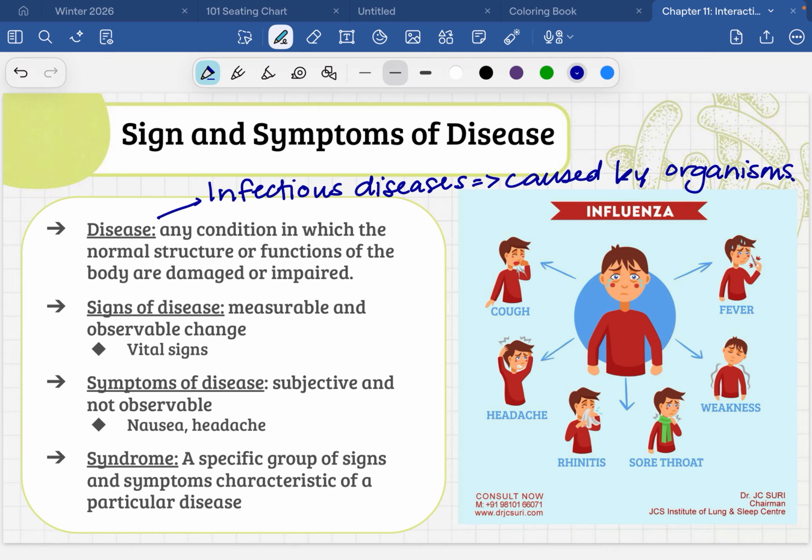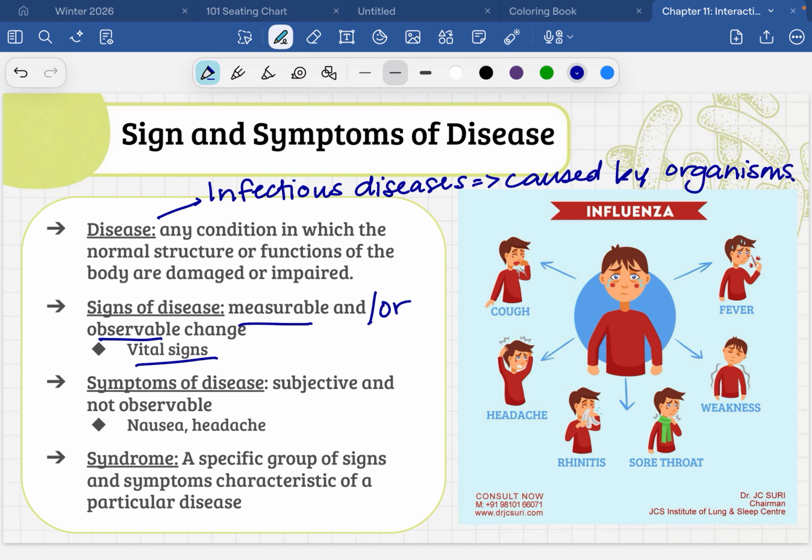So a sign of a disease, as compared to a symptom: a sign is something that happens to the body, some type of change or alteration of body structure or function that is measurable and/or observable. Now, the key there is measurable and/or observable. A lot of these signs will be things that you can see, but a lot of them will be things that are just measurable. What I mean by that are things like vital signs.